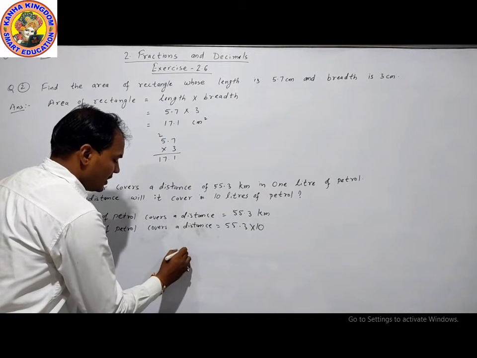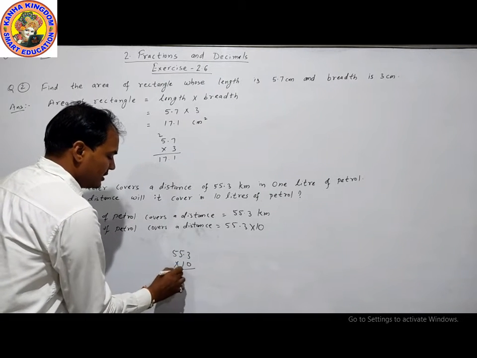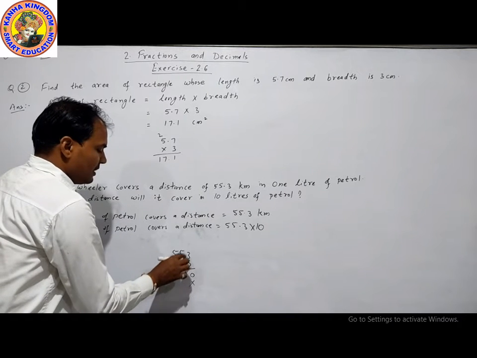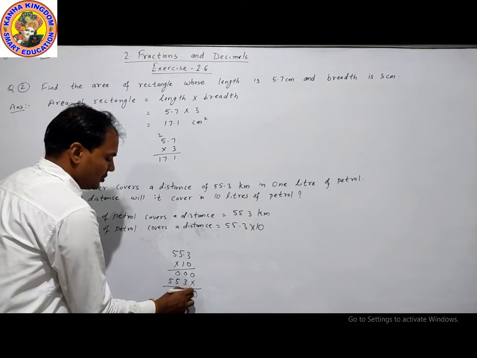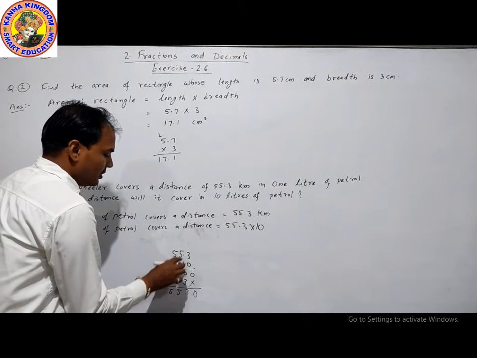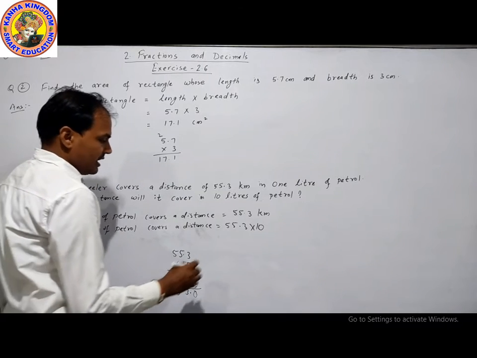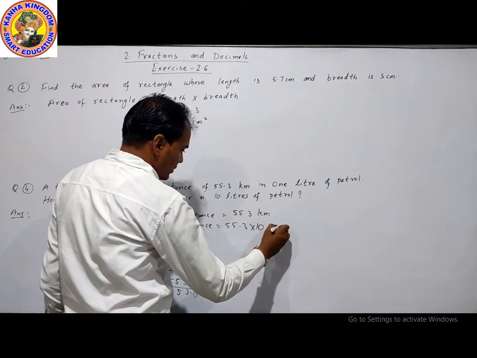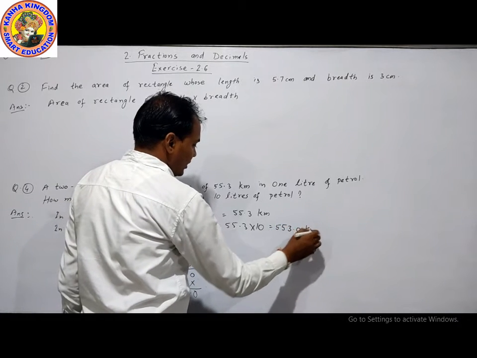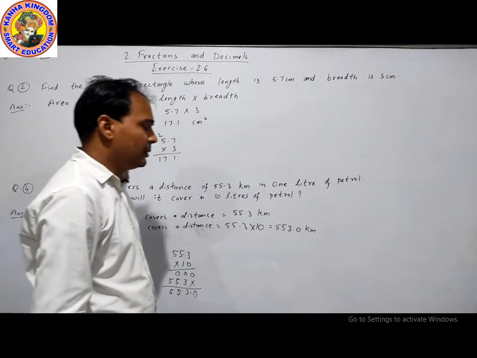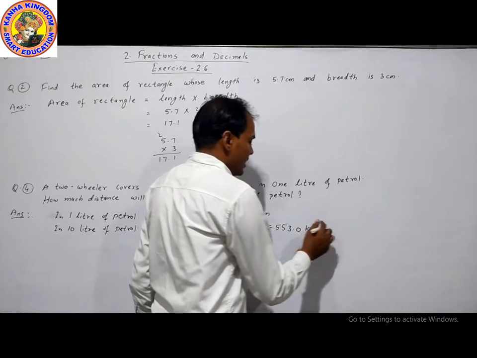Now 55.3 into 10. First of all, 0 will multiply these, 1 multiply by these, 3, 5, 5. Now adding 0, 3, 5, 5. Use the decimal point after one place, so we will take it after one place. So the answer is 553.0 kilometer.